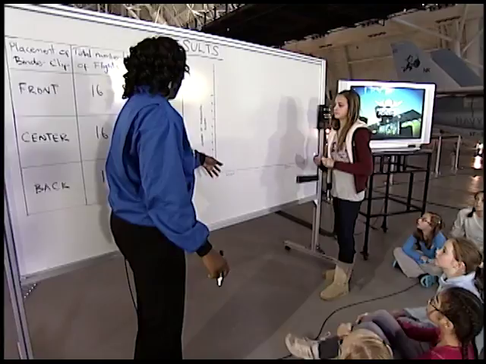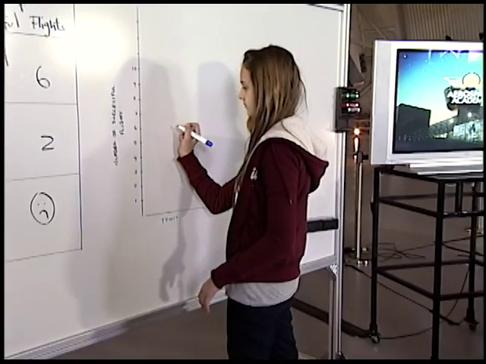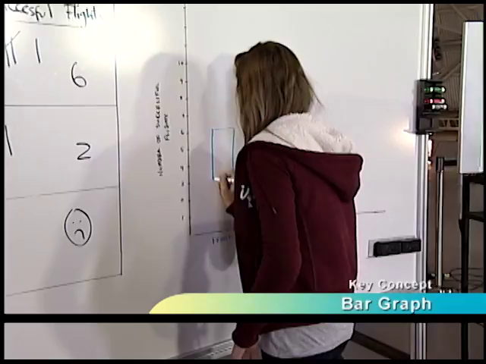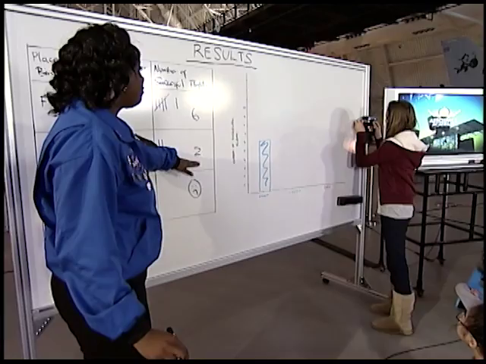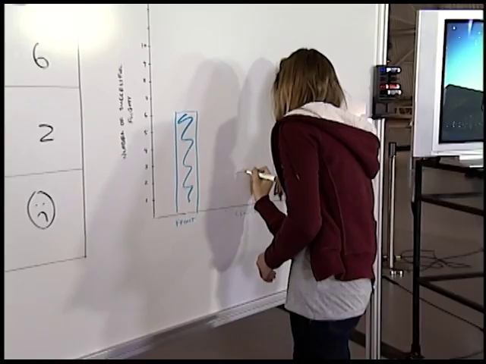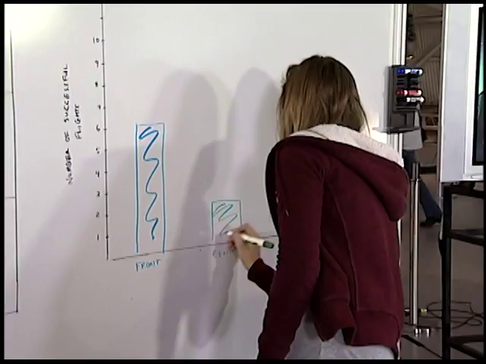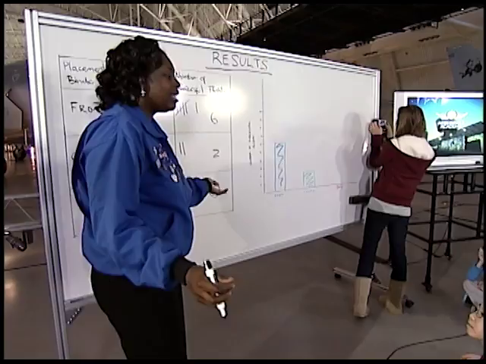So for the front, we had a total of 6 successful flights. So you're going to go all the way up to 6, and you're going to draw a bar graph. Awesome job. Great job. So she went all the way up to 6, and she shaded, and she made her bar graph. Next, we're going to draw the center graph, and that's going to be 2. Great job. And with the back, we don't really have anything, so it's going to stay blank.